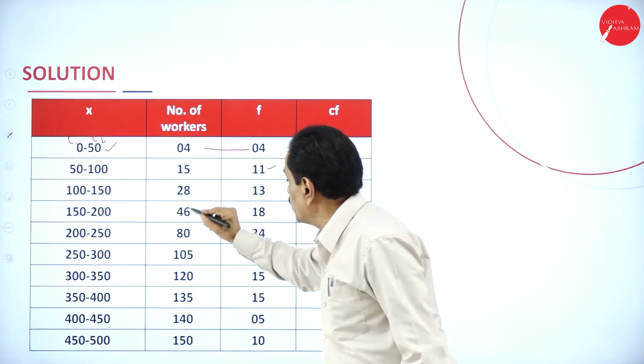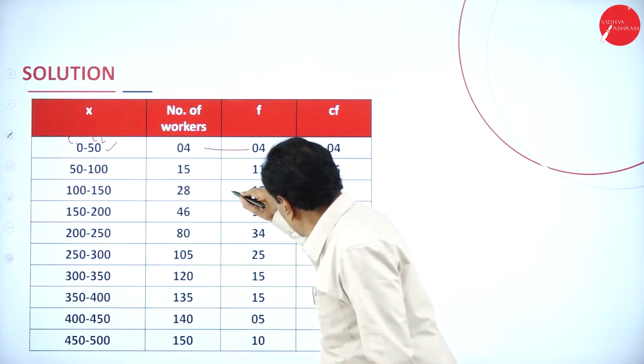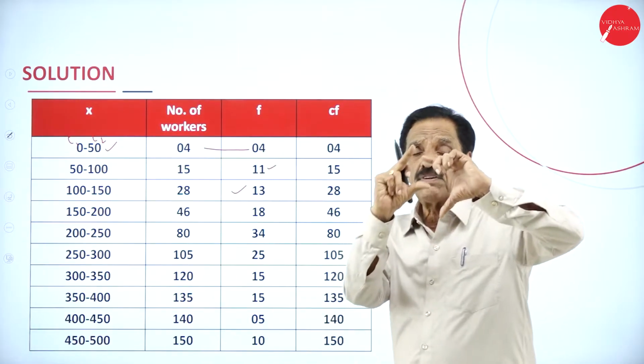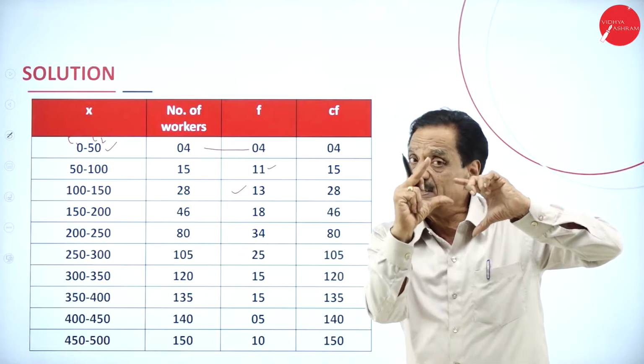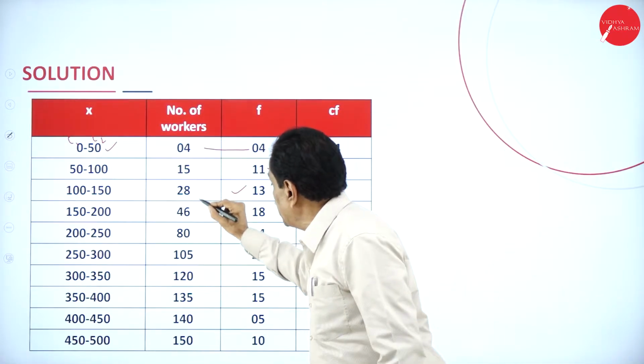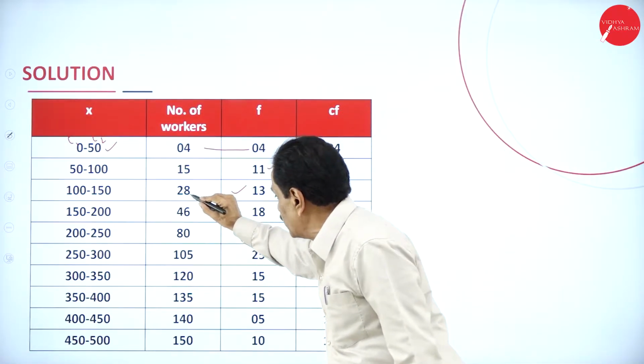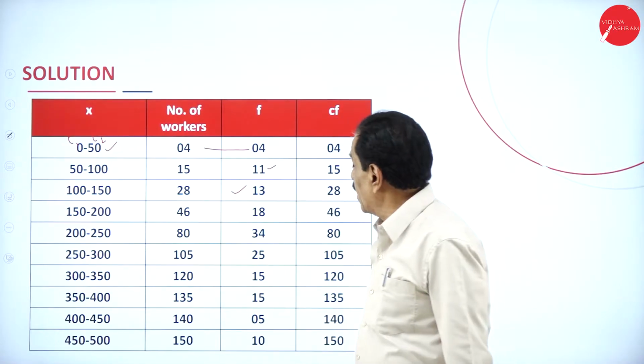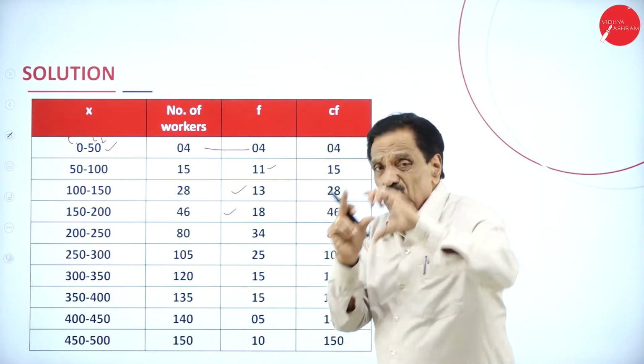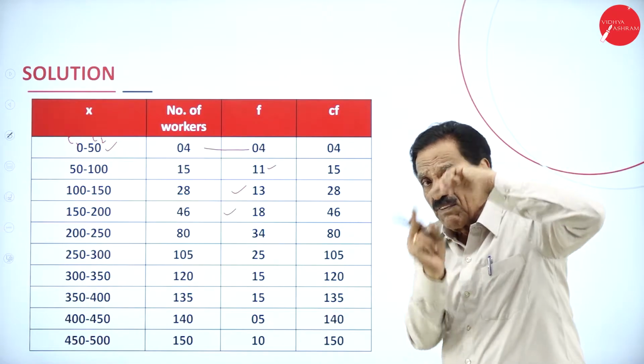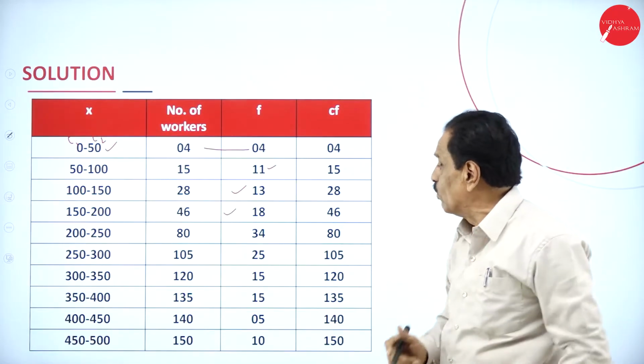Then 15 to 28, how much difference is? 13. Bring out the difference between 15 and 28. The difference is 13. Then 28 to 46, how much difference is? 18. You have to bring out the difference.